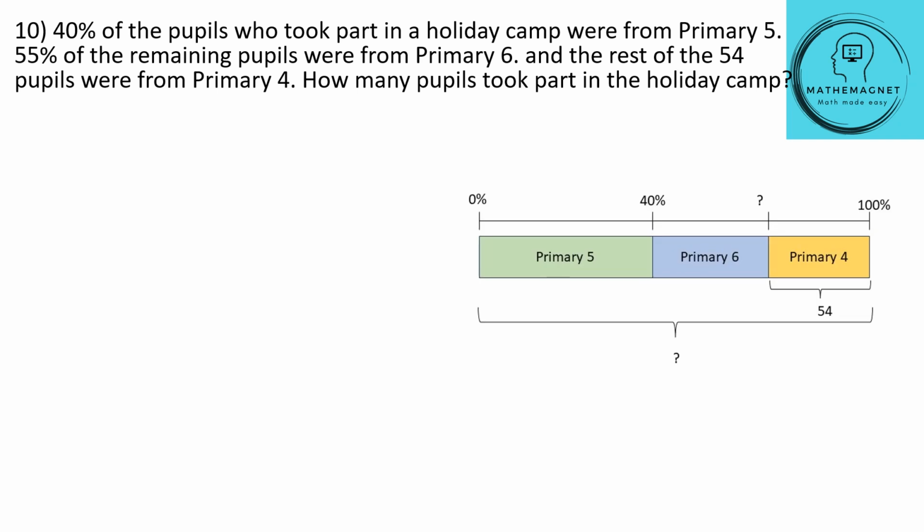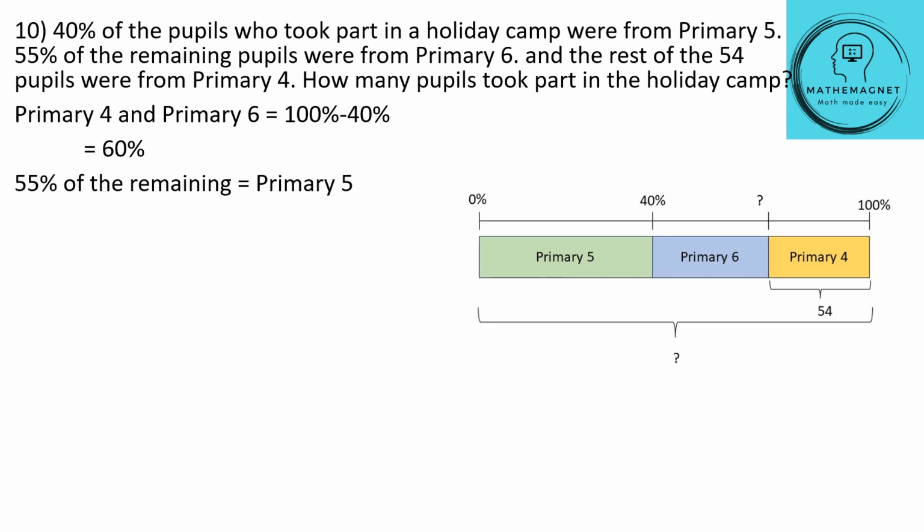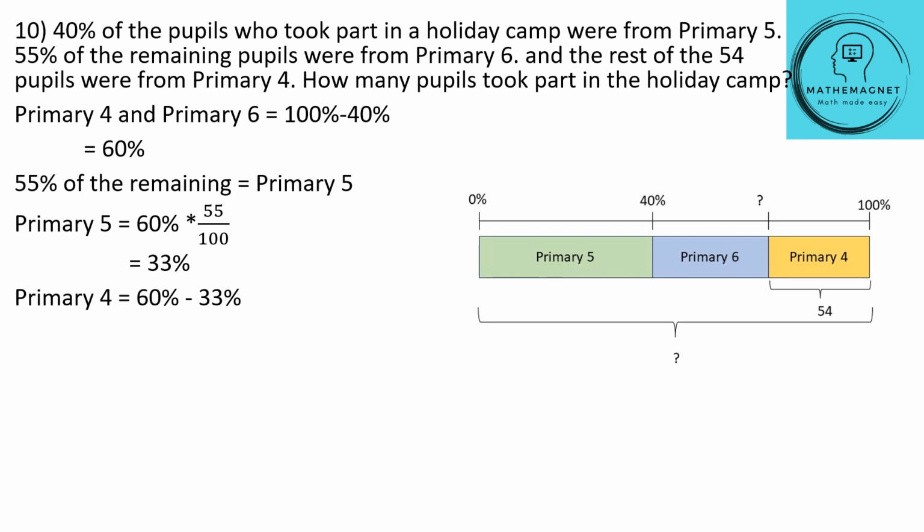So this is it. The 100% is the entire number of students that participated in the holiday camp. In this, 40% belongs to primary 5 and the remaining percentage, from the remaining percentage, 55% belongs to primary 6 and the remaining 54 is from primary 4. Let's see how to go about solving this. So primary 4 and primary 6 we know it will be 100 minus 40%, which is equal to 60%. Now we know 55% of the remaining belongs to primary 6. So 55% of 60% belongs to primary 6. So 60% into 55 by 100, which is equal to 33%.